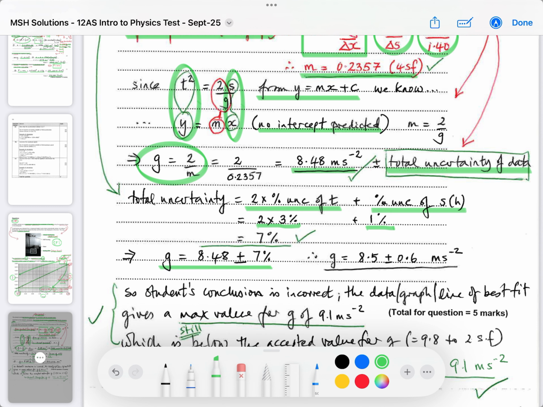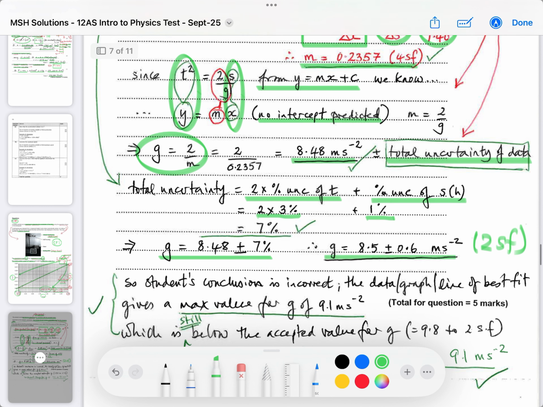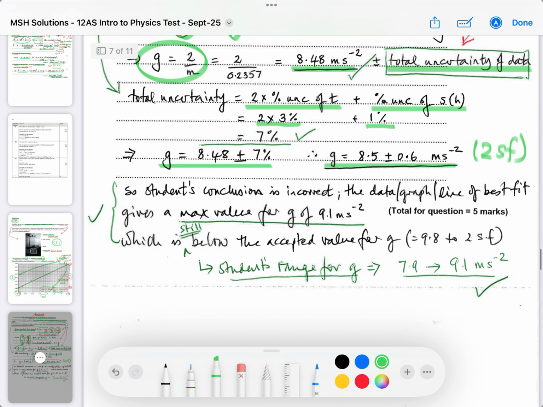So if you add the 7% to the maximum value, 7% of 8.48 is 0.6. So now you're just going to 2 significant figures because of the uncertainty. That's all you can quote. So it's a maximum gravity you can get from this data of 9.1.